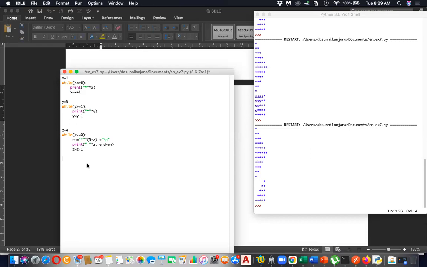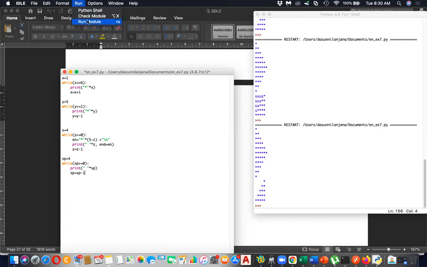I can say the same thing, maybe space equal. You need the 4 spaces in the beginning. And you can say while space greater than or equal to 0. Then you can say print space into space times, and space equals space minus 1.